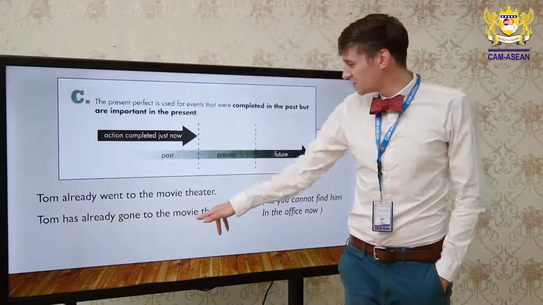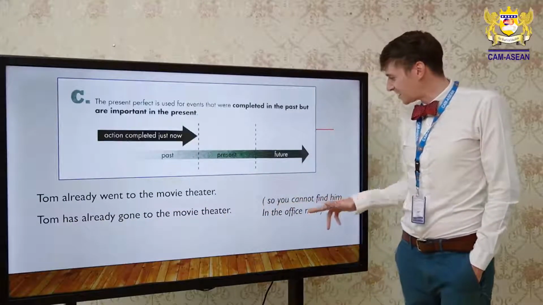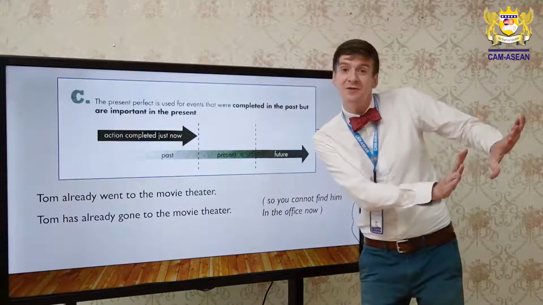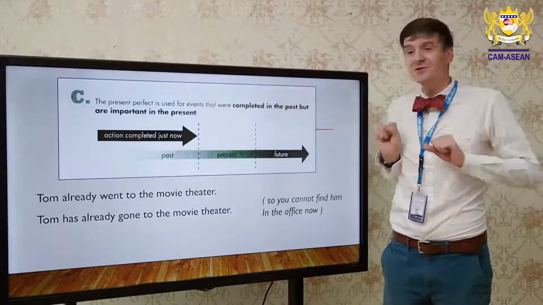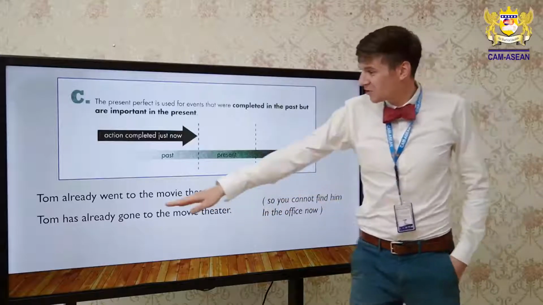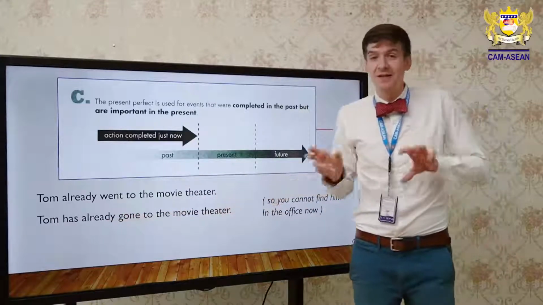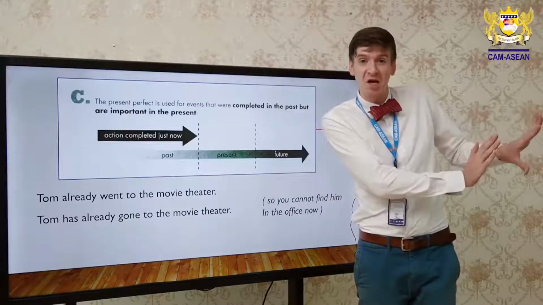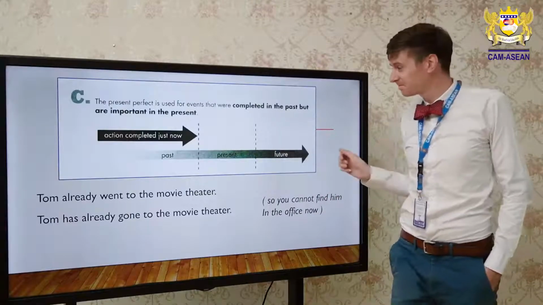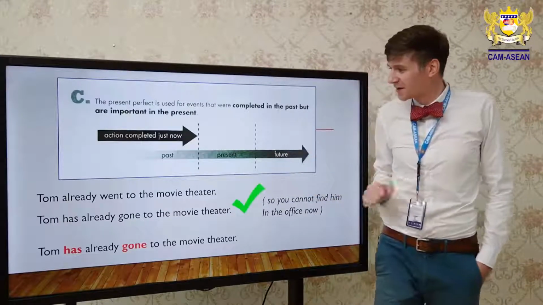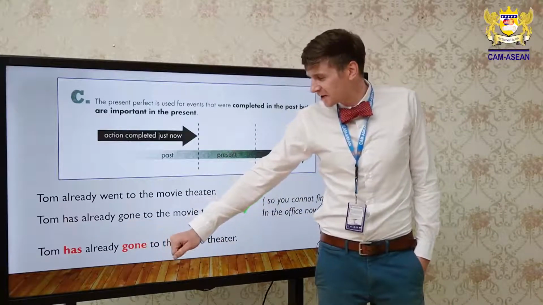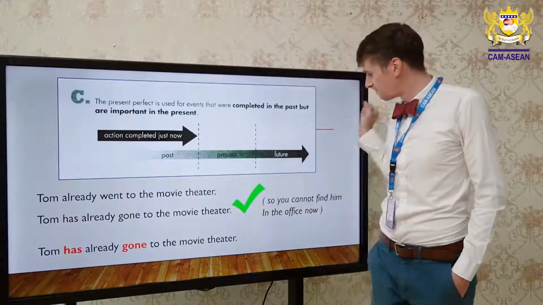Tom has already gone to the movie theater, so you cannot find him in the office now. So it's something that happened in the past. It was completed in the past, but that information is important now. So Tom has already gone to the movie theater. That happened maybe recently, a little bit ago, but so you cannot find him in the office right now. So I think you guys got that one. Tom has already gone to the movie theater. And we also see that we have a past participle form there.